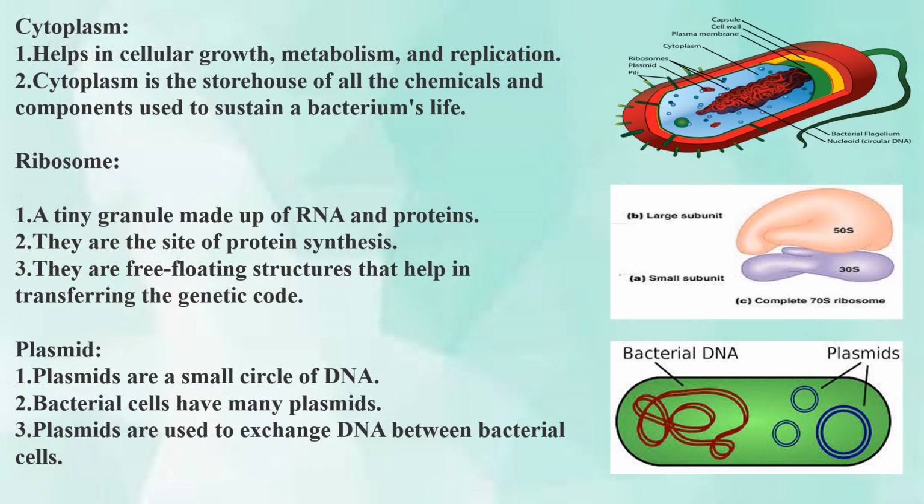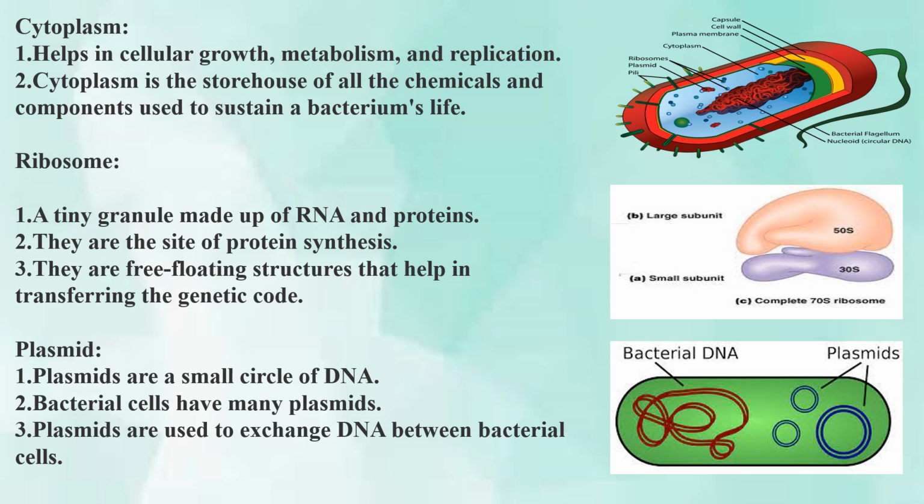What is cytoplasm? It mainly helps in cellular growth, metabolism, and replication. Cytoplasm is a storehouse of all the chemicals and components used to sustain bacterial life. The ribosomes, if you see the picture, are 70S, made of 50S large subunits and 30S small subunits. They are tiny granules made up of RNA and proteins. They are the site of protein synthesis. They are free-floating structures that help in transferring the genetic code, mainly used for genetic transformation.